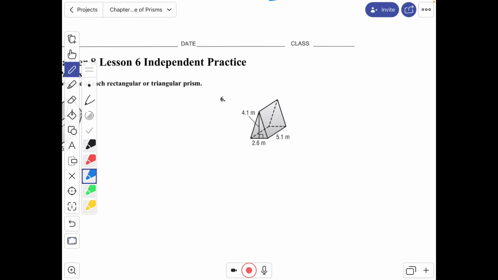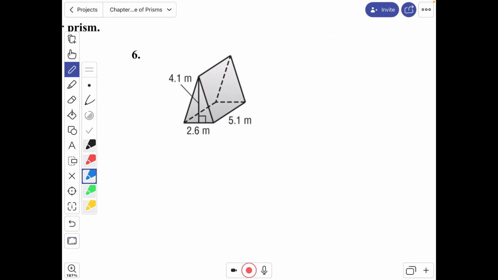Okay, let's look at number 6. Again, we start with the formula, which is volume equals area of the base times the height. And I need to plug in a different formula for the capital letter. So the shape of this base is a triangle. That means I'm going to plug in the formula for a triangle, which is base times height divided by 2 times the height of the prism.